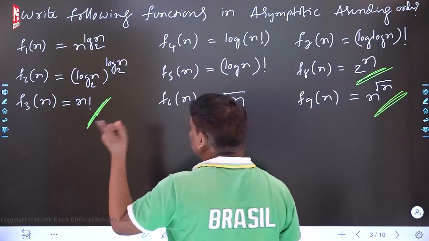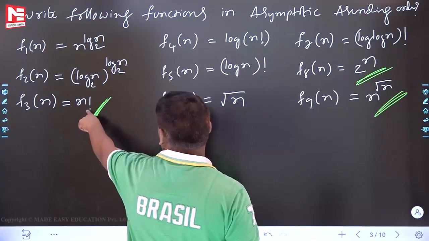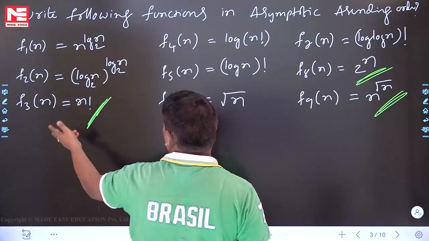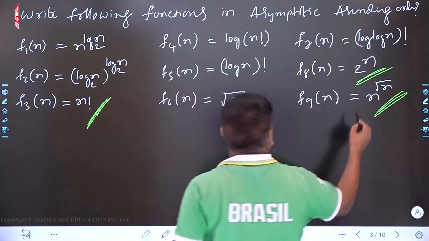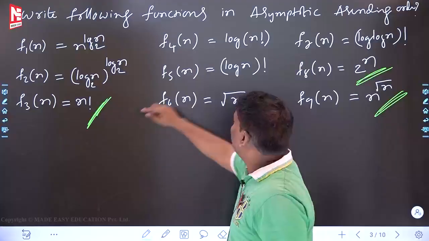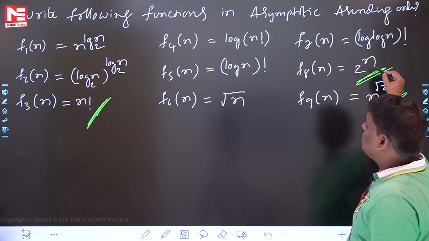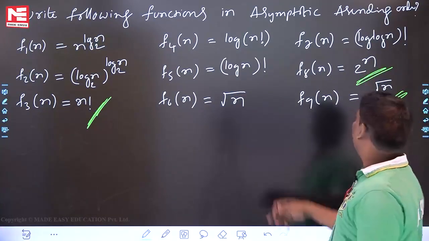But one thing, n power n is bigger, this is smaller, it's okay, right? Both are very close. N factorial and n power n are almost close, right? Now let's see this one. N factorial and 2 power n, who is bigger? You know very well. N factorial is bigger.